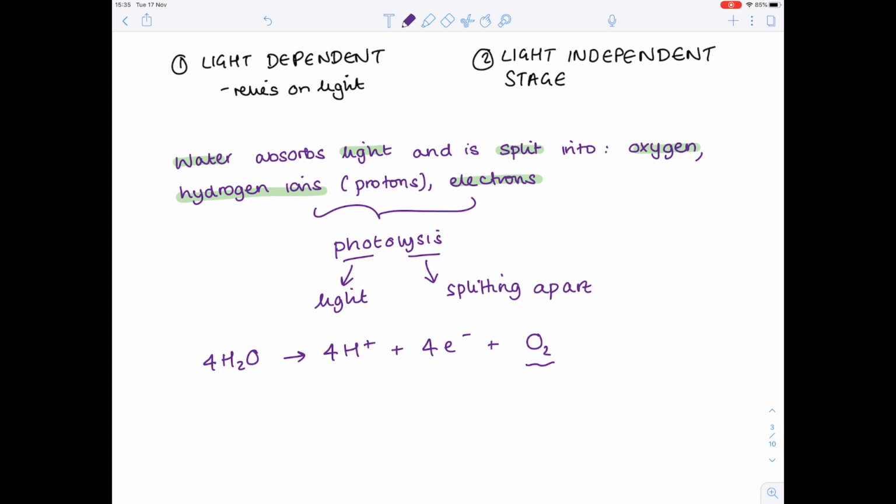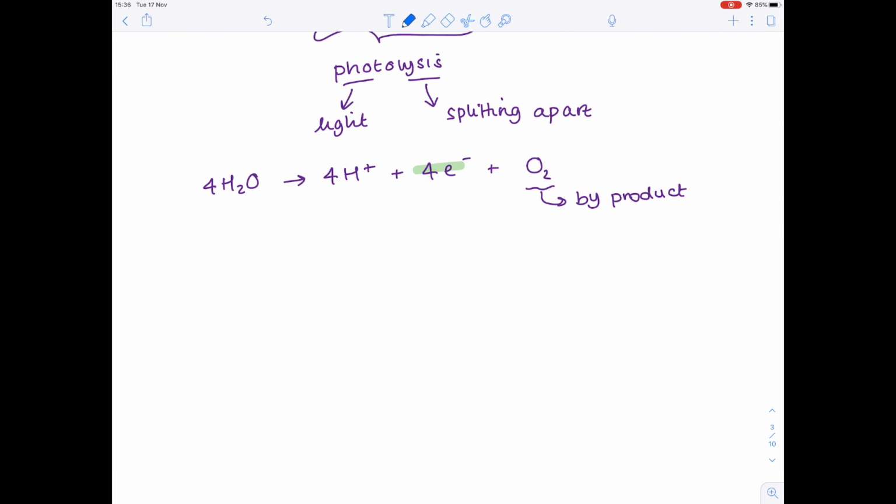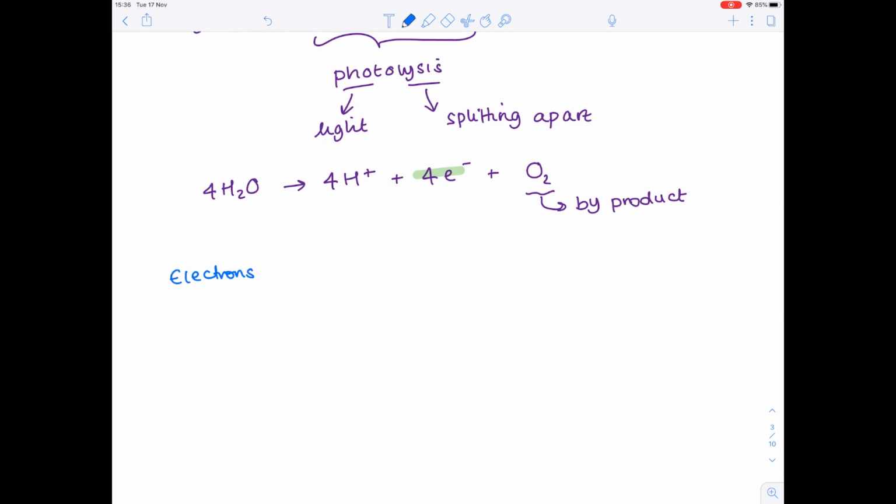And we can see here that oxygen is a byproduct, and that explains why oxygen appears on the right-hand side of the photosynthesis equation. Now we're going to get slightly more complex by looking at the products of photolysis, and first of all we're going to look at these electrons over here. Now the electrons released by the photolysis of water enter photosystem 2, which is present in the thylakoid membrane, and we're going to write that here.